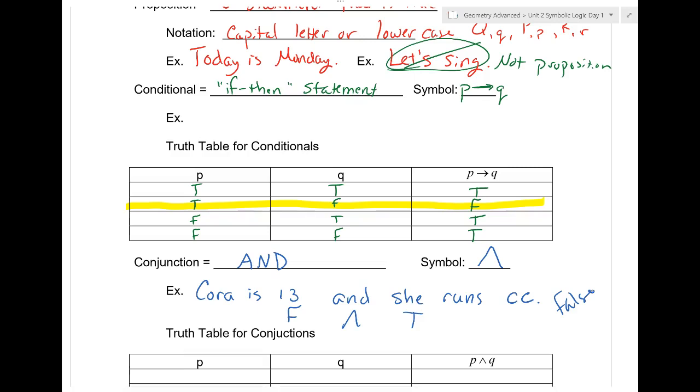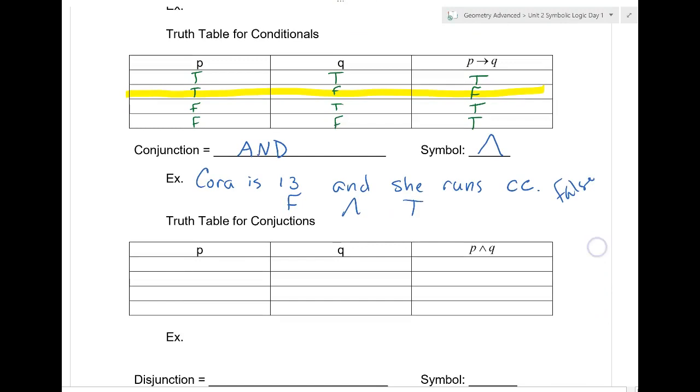So working with this, again, we're going to use the same first two columns. So we have all combinations of true and false statements together with a conjunction. And they really make a lot of sense because look at the first one, true and true. If I would change that statement to Cora is 14 and she runs cross country, that's true and true. So am I making a true statement about her? Yeah, it's very true.